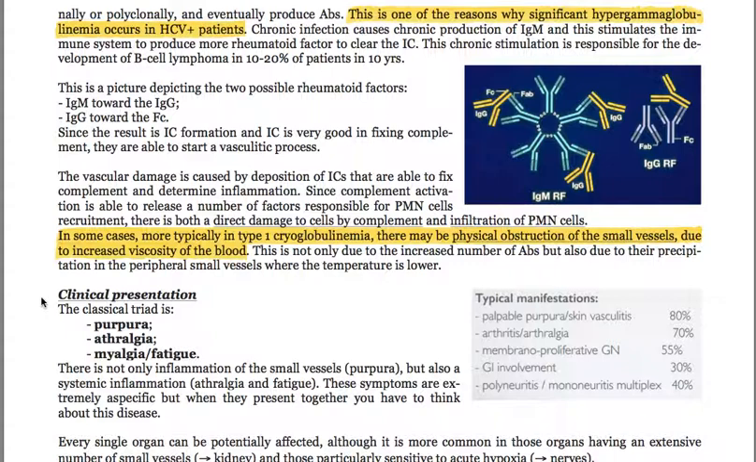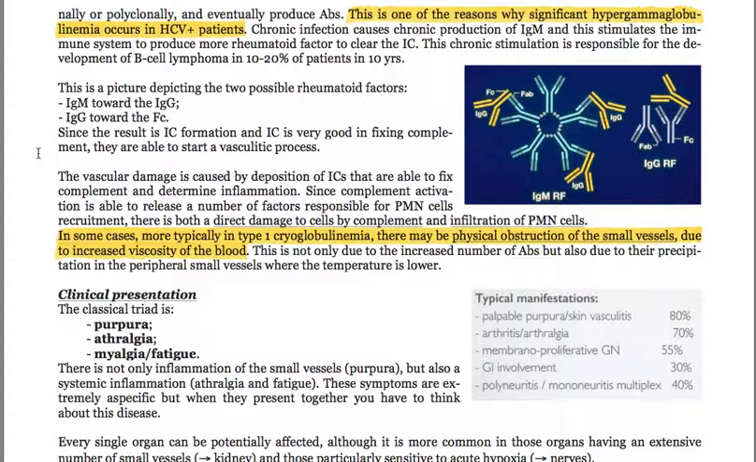So this is a picture depicting the two possible rheumatoid factors: IgM towards the IgG, or IgG towards the Fc portion. Since the result is immunocomplex formation and the immunocomplex is very good in fixing complement, they are able to start a vasculitic process.